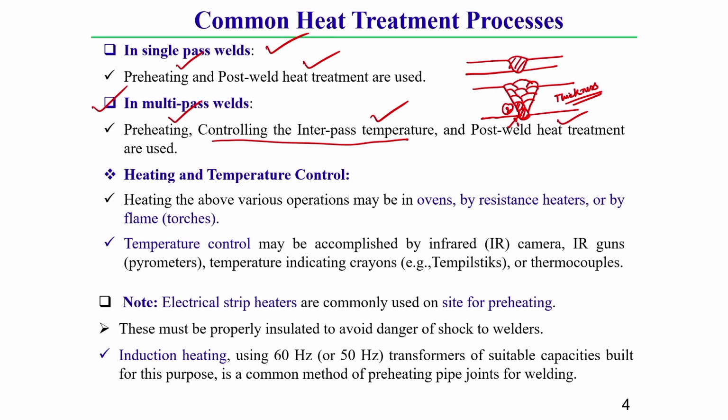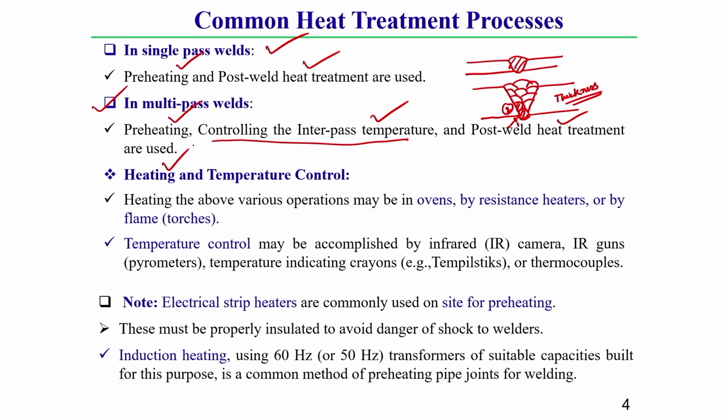Now, what are the different types of process generally used to do this common heat treatment process? Generally, for heating purposes, like getting the preheating temperature and the post weld heat treatment, we generally use either an oven, or this can be done by resistance heating, or by flame or torch heating. Understand what I am telling? These heat treatment processes are generally done by various operations, like by using an oven, a resistance heater or a flame.